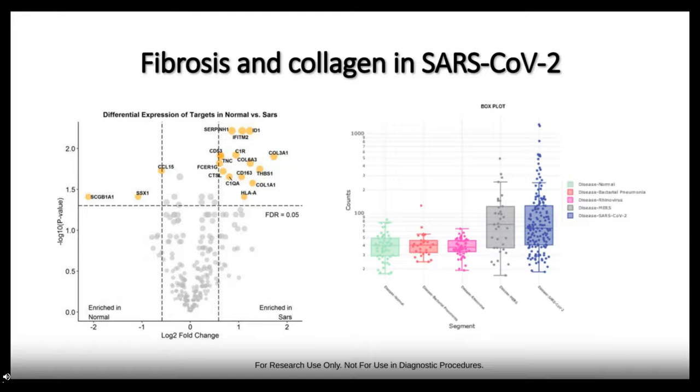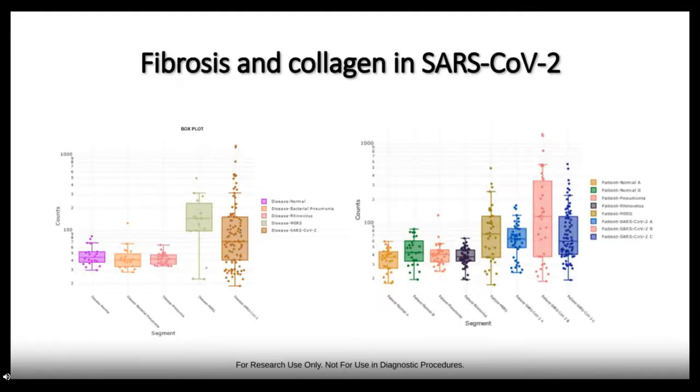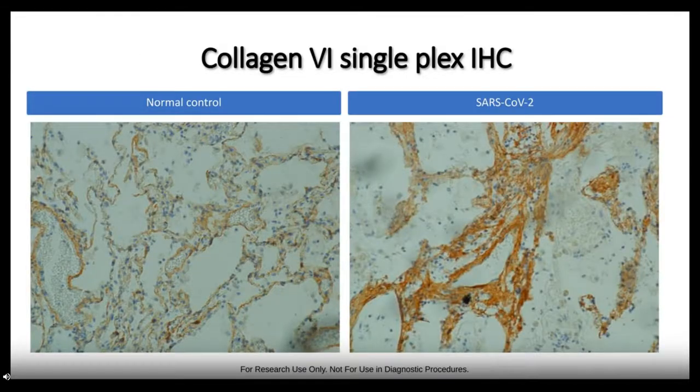Looking at the transcription data, we see evidence of collagen enhancement in SARS-CoV-2. Interesting also in MERS, but not in rhinovirus or bacterial pneumonia. We confirmed that increase in collagen by immunohistochemistry.